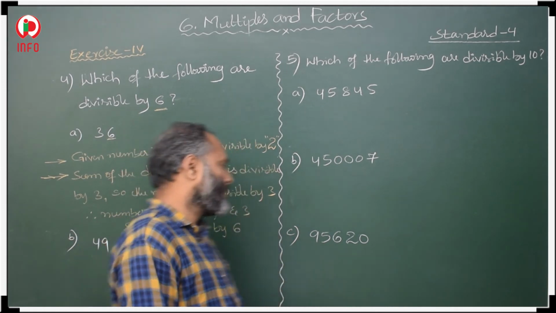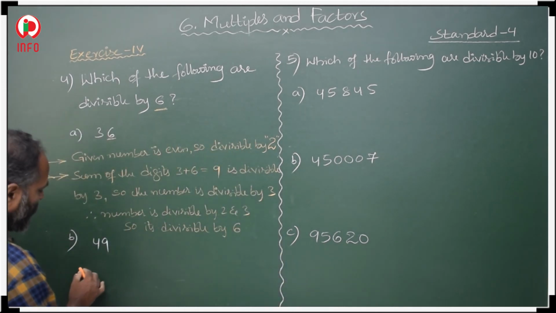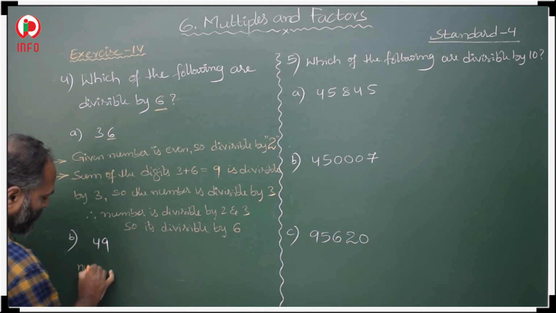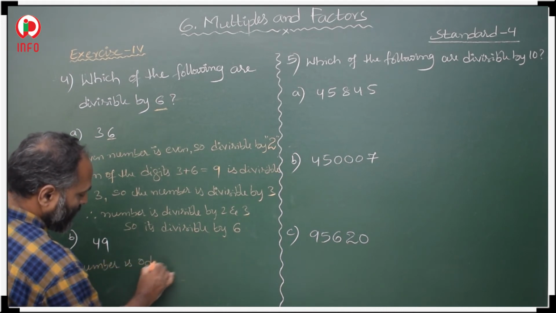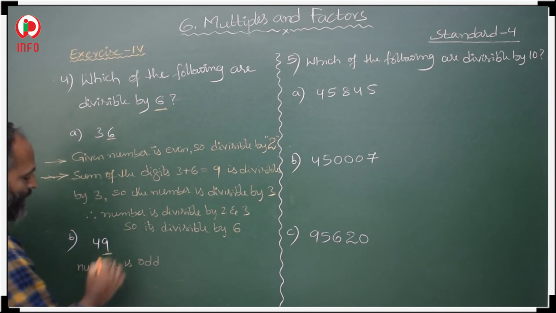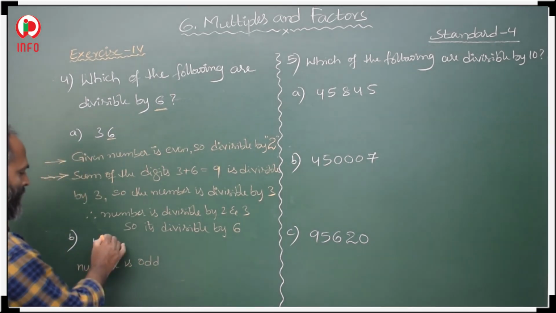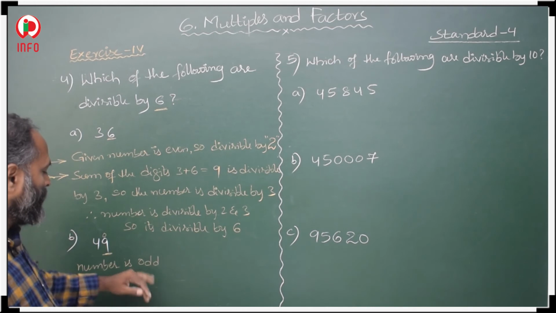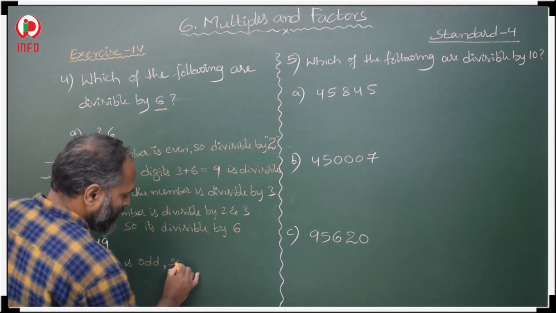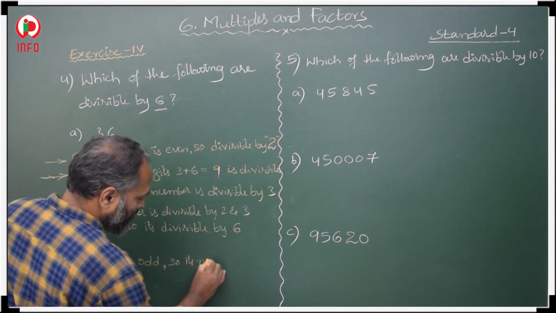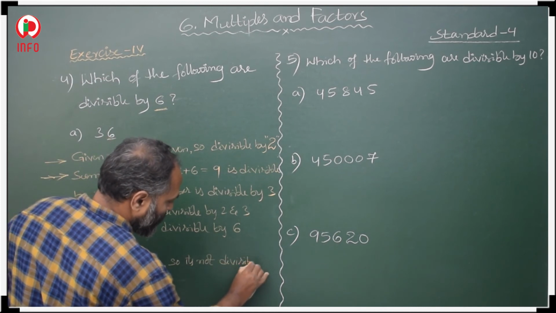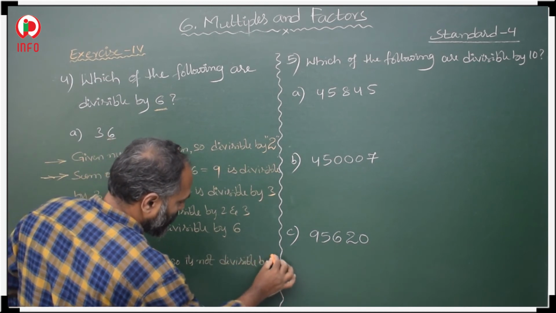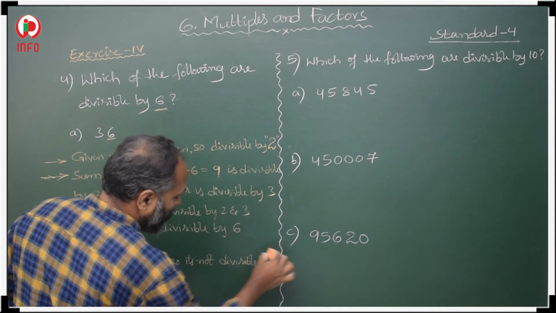Okay. Now here, 49 is an odd number. Why? Because here in the ones place we have 9, and 9 is an odd number, so this number is odd. So it is not divisible by 2.